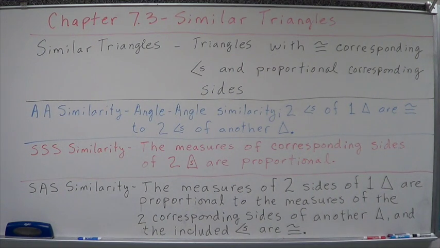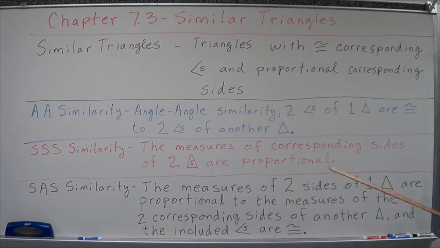Well, what does that mean? If we know two angles of a triangle, can we find the third? Yes. So we know all three angles. So if two angles of one triangle are congruent to two angles of another triangle, then that third angle also has to be congruent.